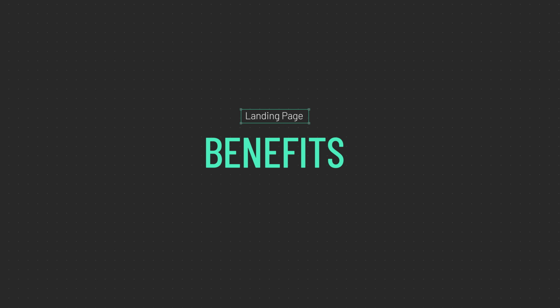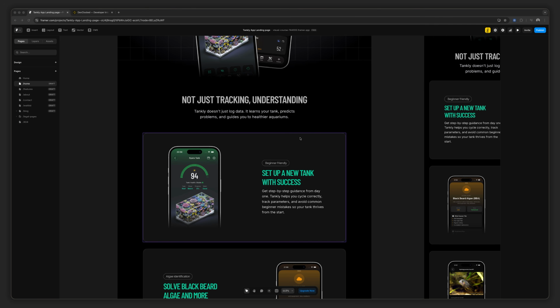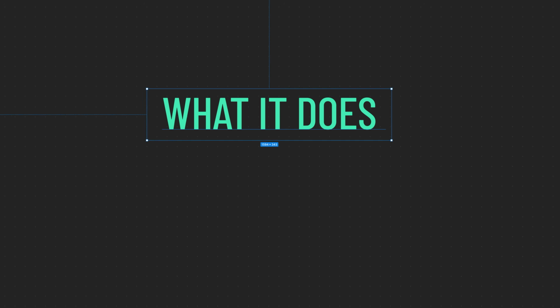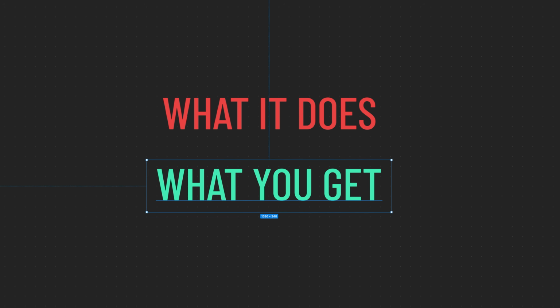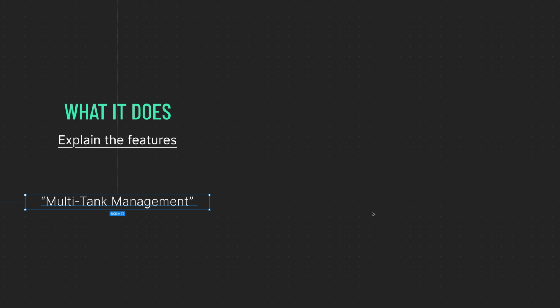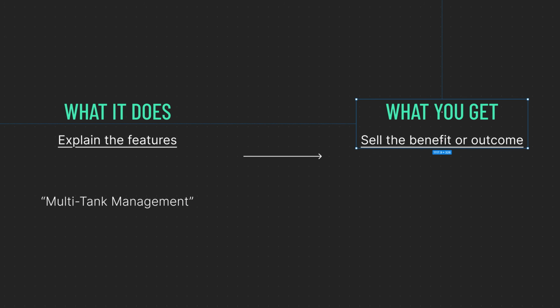Next up is the benefits or outcome section. This is a really important one to get right. Instead of saying what it does, where you're essentially explaining the features, we need to explain what you get, and that is selling the benefit or the outcome. For example, what it does is gives you multi-tank management, but what you get is keeping all your tanks healthy.